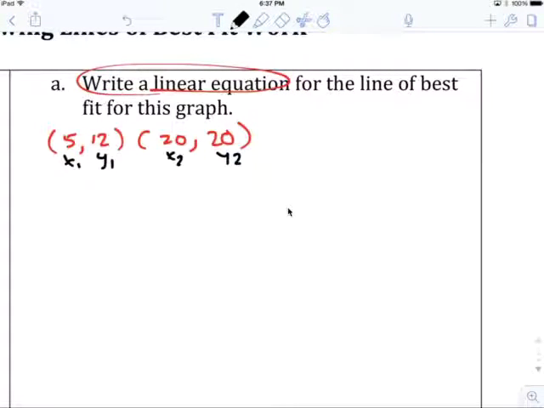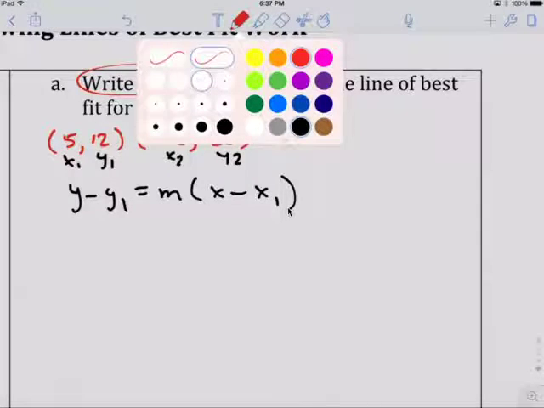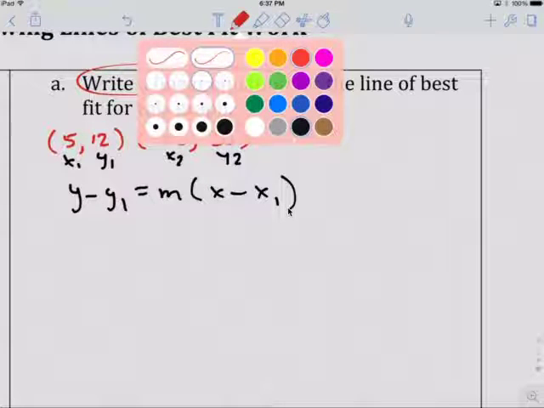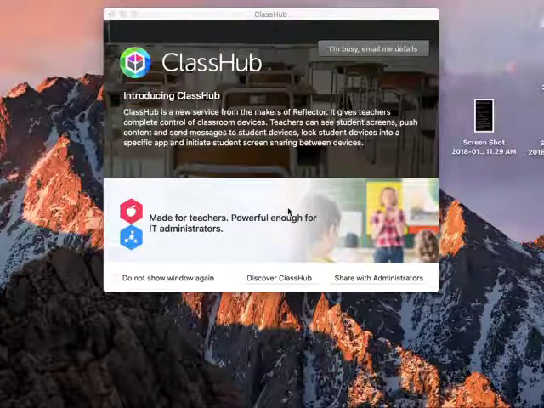I use y minus y1 equals m parentheses x minus x1. I'm just going to find the slope ahead of time because we know we're going to have to find the slope, right? So I'm going to find the slope ahead of time. y2 minus y1 over x2 minus x1. y2 is 20.